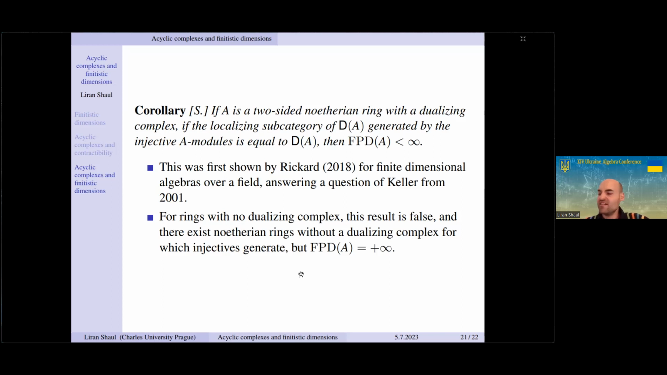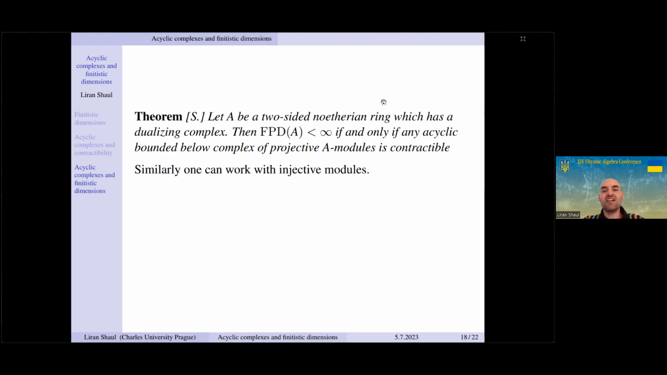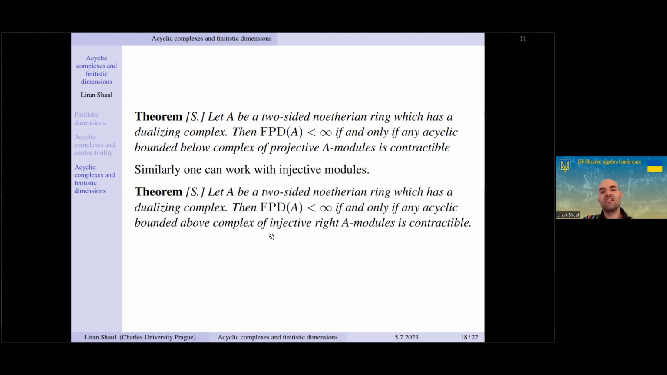I'm essentially done, but maybe if I have 1 or 2 more minutes, let me just mention one more thing. This result kind of gives you a hint that you should study finitistic dimension using derived categories. But I would claim that while the derived category certainly knows if the finitistic dimension is finite, it's not the correct place to study this question. So if I go back for a minute to this main result, it tells you that to understand finite finitistic dimension, you want to understand acyclic bounded below complexes of projectives or of injectives, and you want to know if they are contractible. So you want to understand if in the homotopy category of projective modules or in the homotopy category of injective modules, whether something which is acyclic is zero.